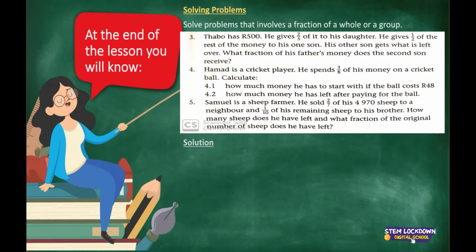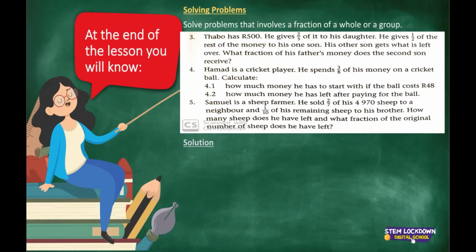Number 3 says Tabo has 500. Since Tabo has 500, he wants to give it to his kids, right? So they say he gives 1/5 of it to his daughter. He gives half, which is 1/2 of the rest of the money, to one son. His other son gets what is left over. The question is, what fraction of his father's money does the second son receive?